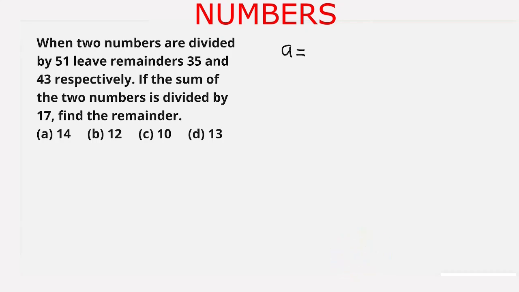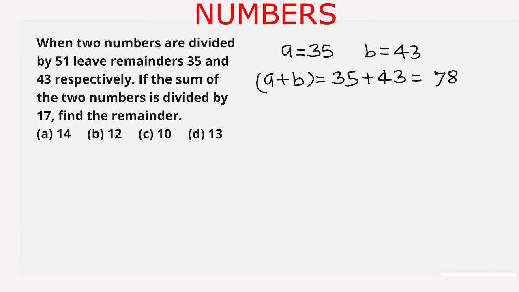When the first number is divided by 51, the remainder is 35. So A equal to 35. And when the second number is divided by 51, then the remainder is 43. And when their sum is divided, then the remainder will be the sum of their remainders, that is equal to A plus B, and A plus B equal to 35 plus 43. 5 plus 3 is 8 and 3 plus 4 is 7, that is 35 plus 43 equal to 78.